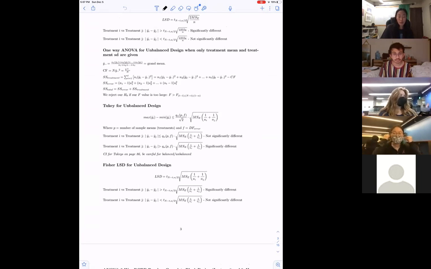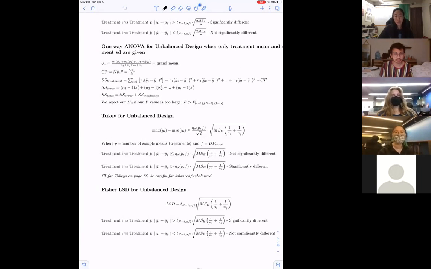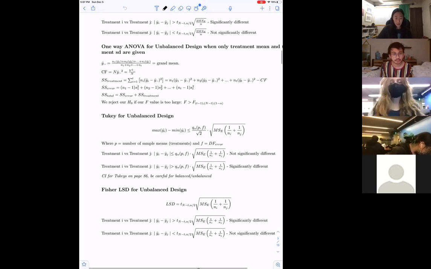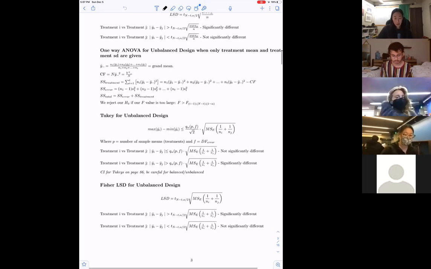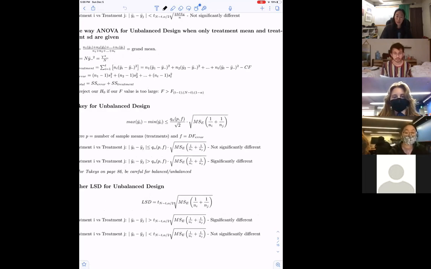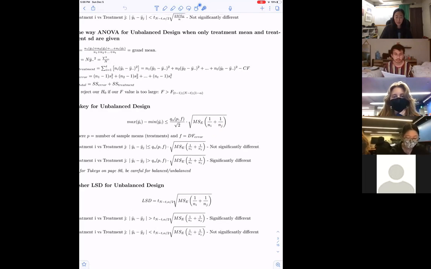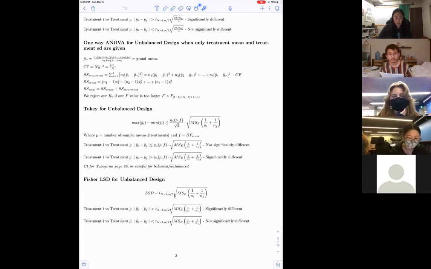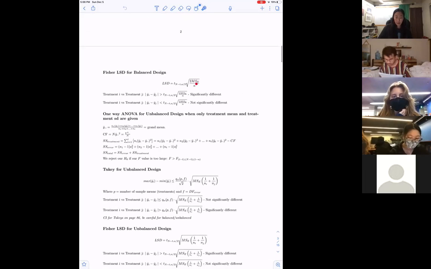Generally, I think the most important thing about an unbalanced design that you should note is the Y bar dot dot, because you have to account for the weights of each of the different observations when you average these things out. Also to note, for the unbalanced design, you will have a different formula for Tukey as well as LSD, namely that inside the square root right here, where you are working with the n_i and the n_j, those will change. Those will be different than this portion right here.